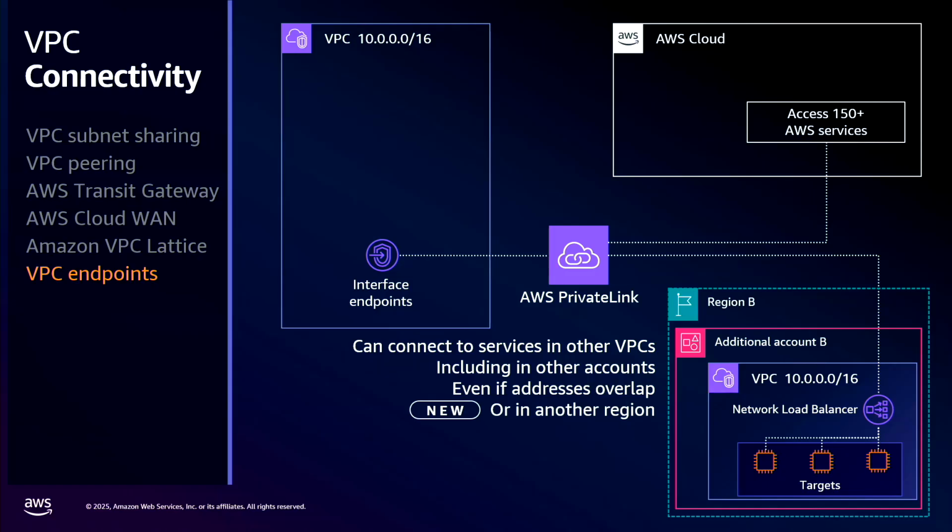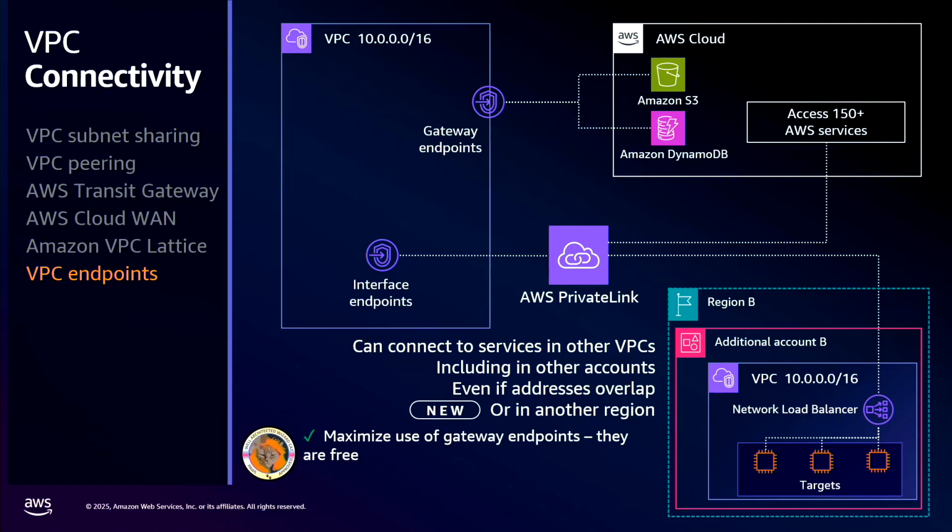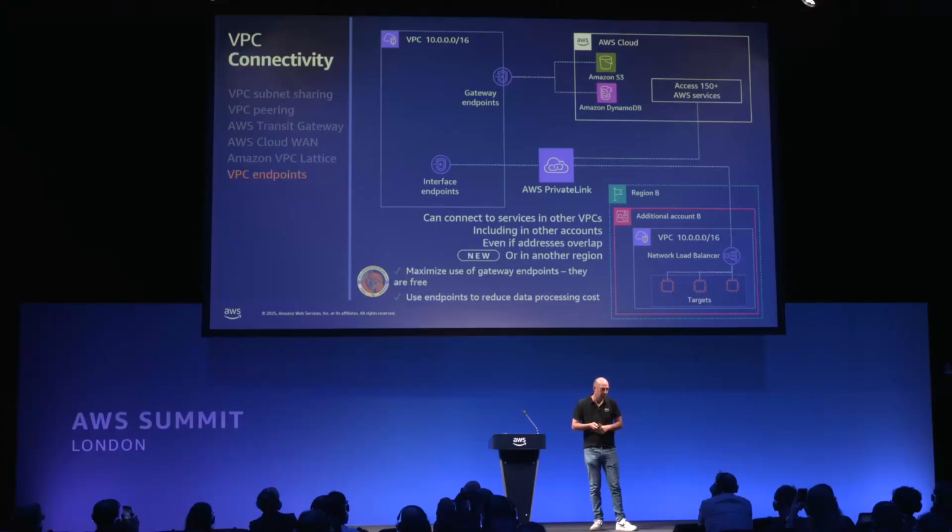Now we have another type of endpoint as well, which is called gateway endpoints. These can give you private access to two services, S3 and DynamoDB. So what we advise here is to always maximize the use of these gateway endpoints simply because they are free of charge. Otherwise, on a more general note, use endpoints if you want to reduce data processing costs if you compare to other services like the AWS Transit Gateway.